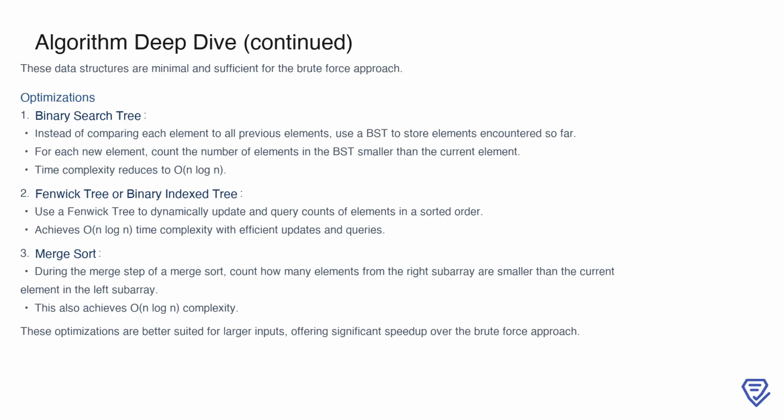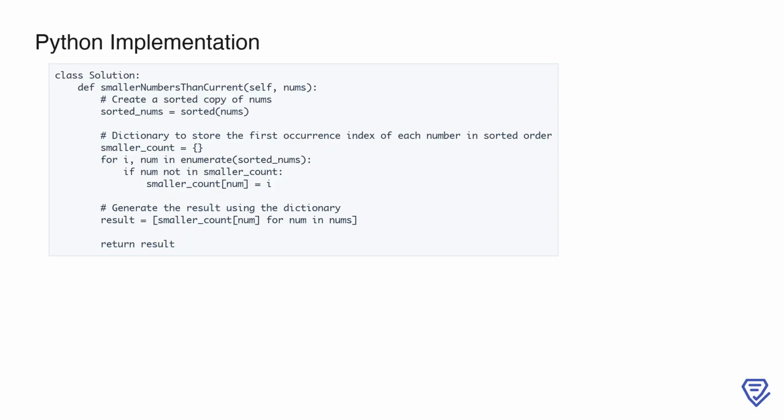This implementation efficiently solves the problem of finding how many numbers are smaller than the current number for each element in the input list. Here's the step-by-step explanation. 1. Sorting the array. The code begins by creating a sorted copy of the input array nums. Sorting ensures that smaller numbers naturally appear earlier in the array. The sorted function is used for this purpose, which operates in O(n log n) time.